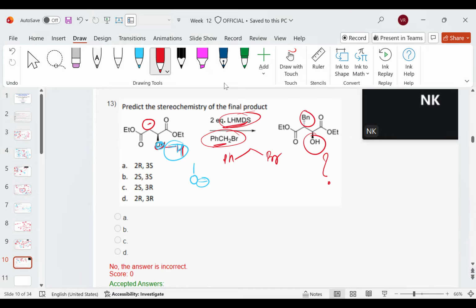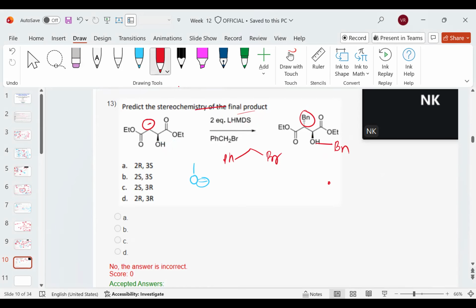I don't understand why they haven't done OBN protection or OBN formation here, but OBN should also form in the product. Do you understand why I'm saying this? Yeah, I understand. Anyway, the question is about the stereochemistry.